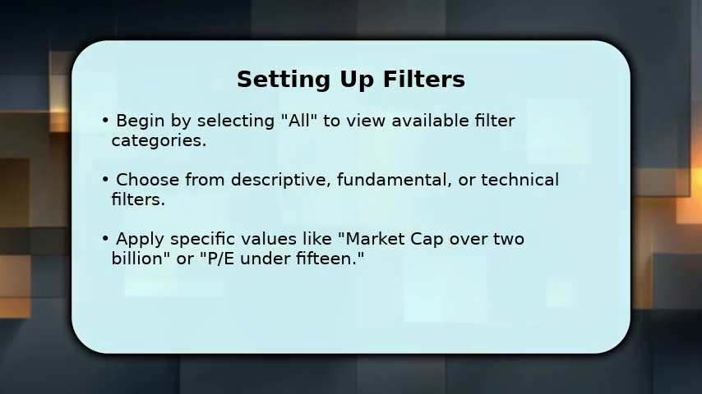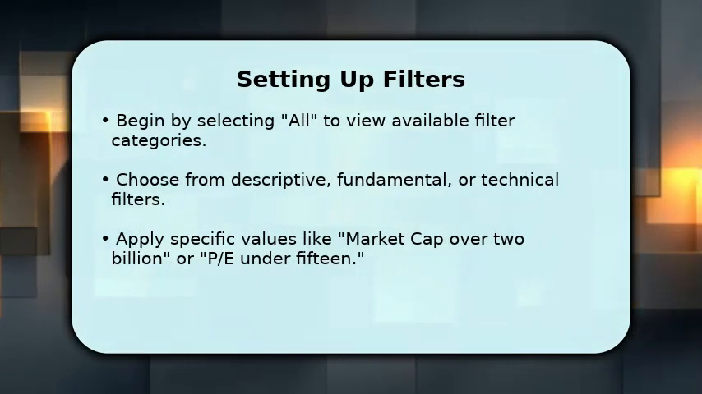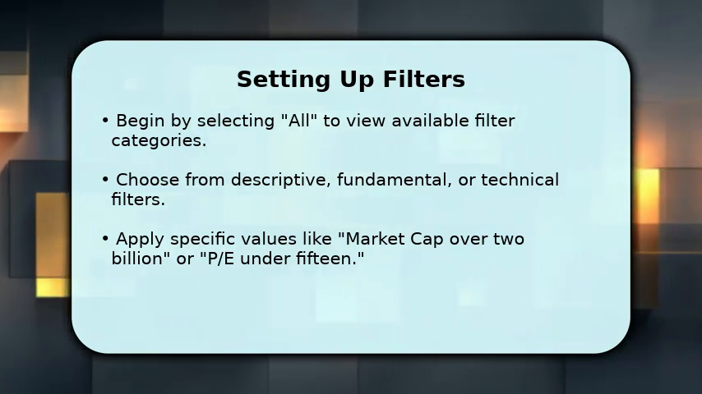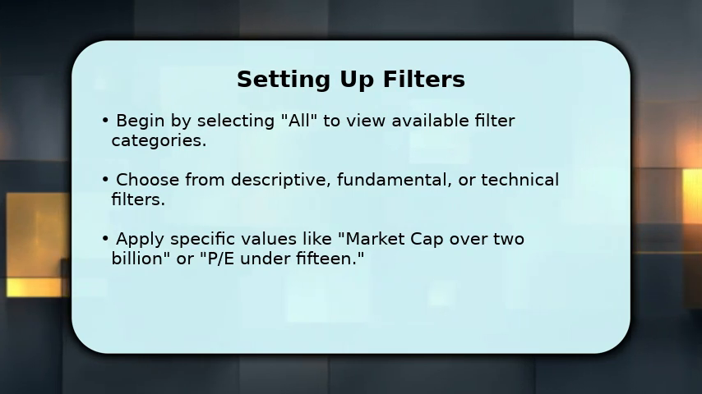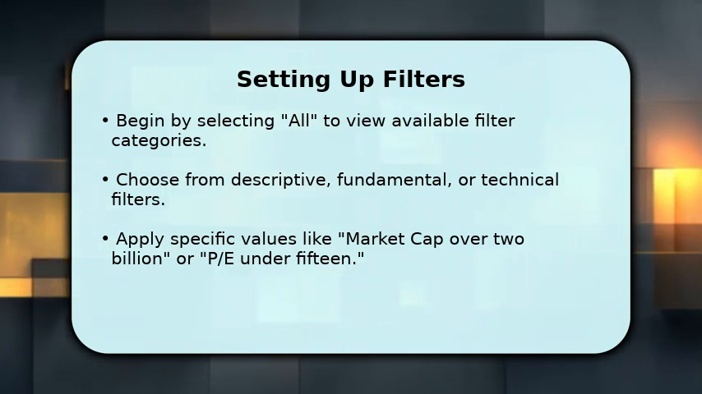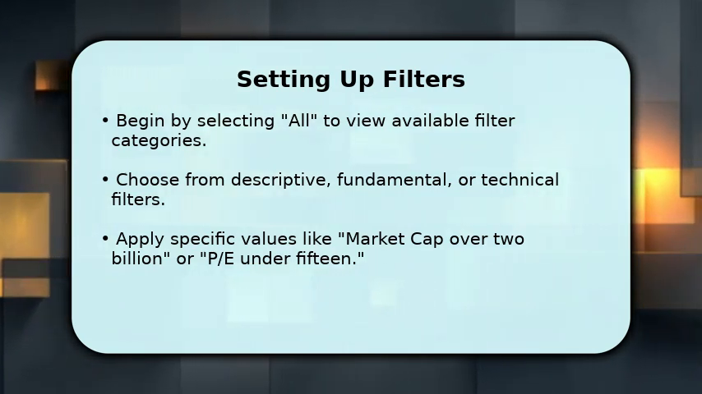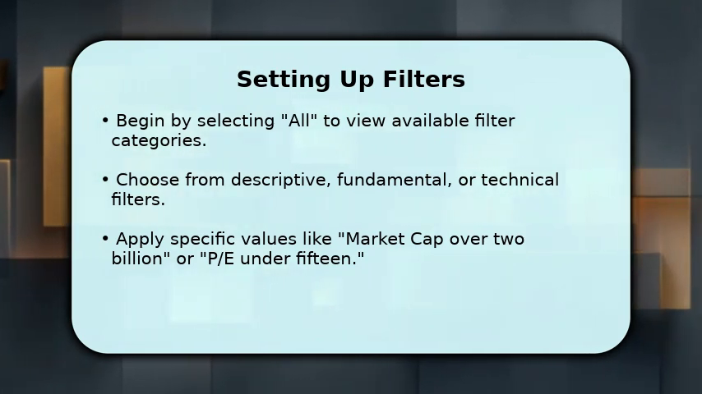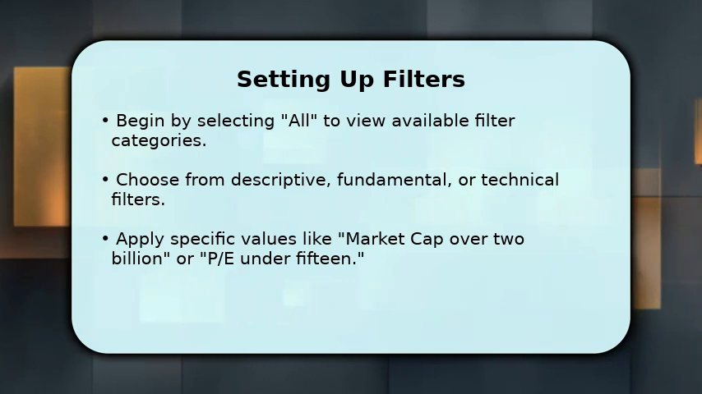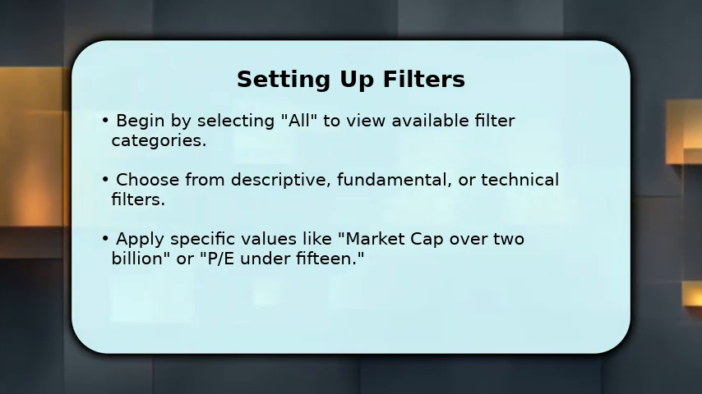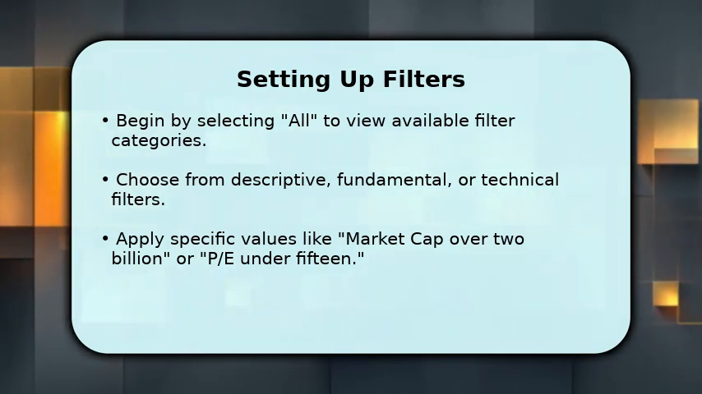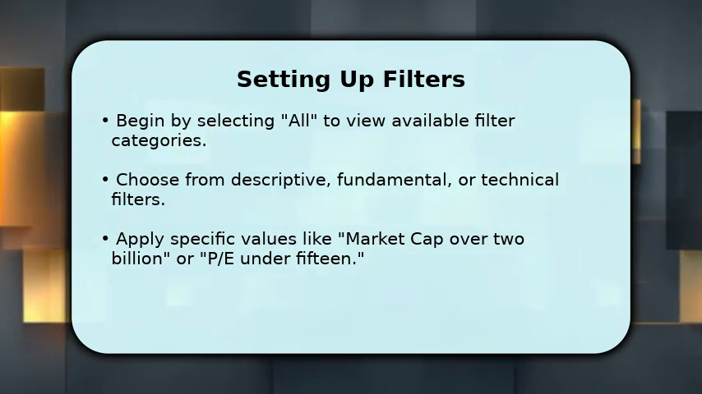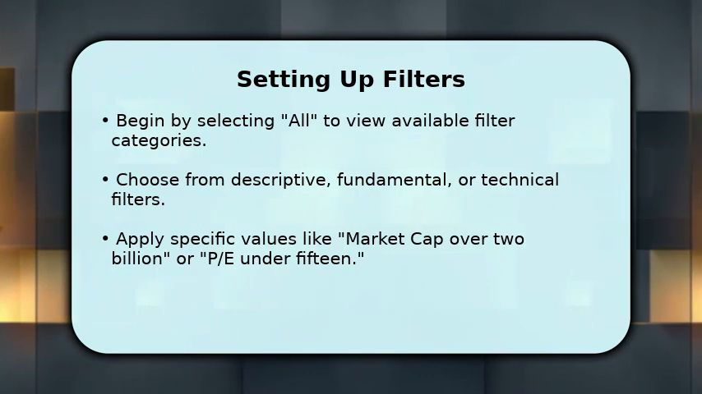To begin setting up your screen, click on the All drop-down menu to reveal the extensive list of filter categories. You can choose from descriptive filters like industry or sector, fundamental filters such as market capitalization or price-to-earnings ratio, and technical filters like 20-day simple moving average. For instance, select market cap and choose over 2 billion to focus on larger companies. This step is crucial for refining your search.